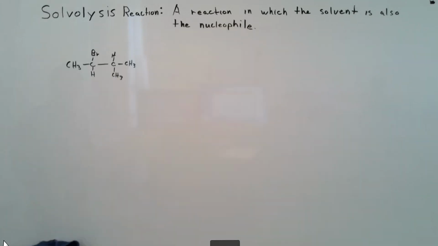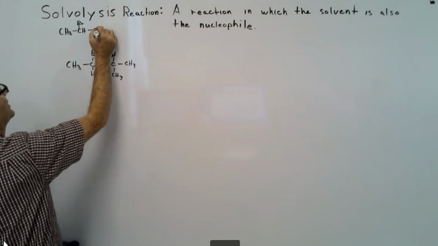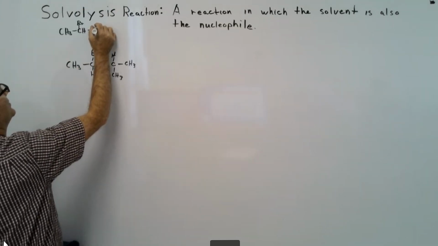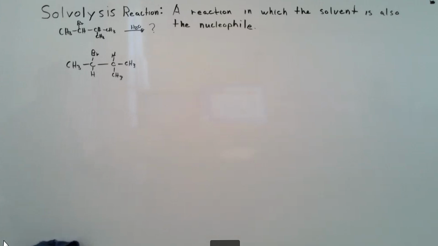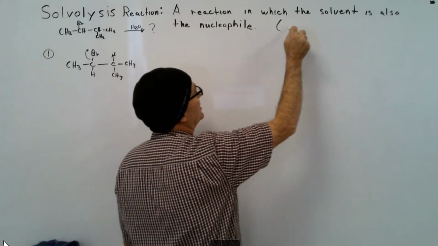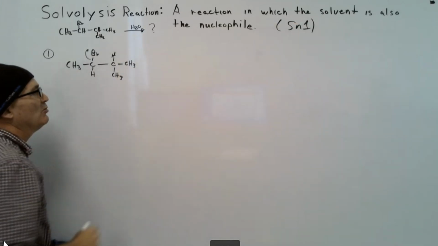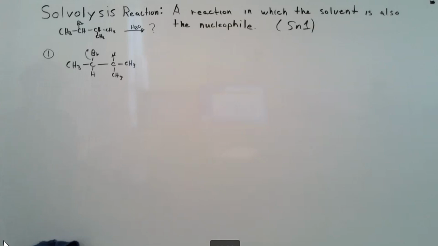So this is 2-bromo-3-methylbutane, and we're going to use water. I'm going to just put it how you might see it. Question mark. So I'm actually going to show you the mechanism. Since we know it's going to be an SN1 reaction, and we know that because water is a weak nucleophile, and we have a secondary alkyl halide, so that's allowable.